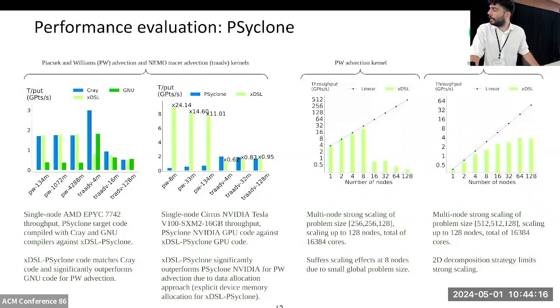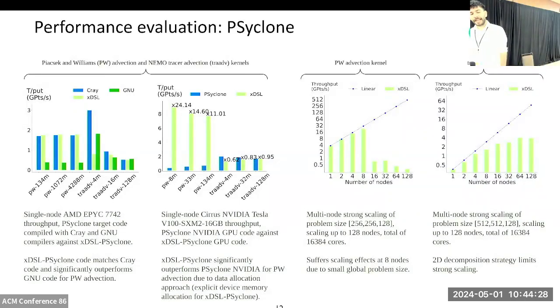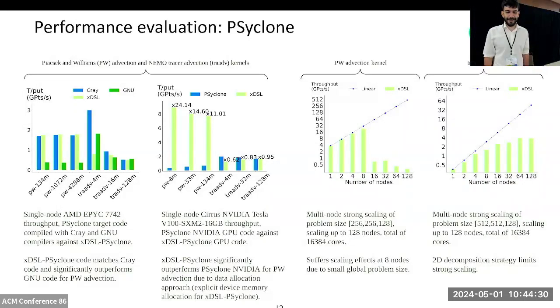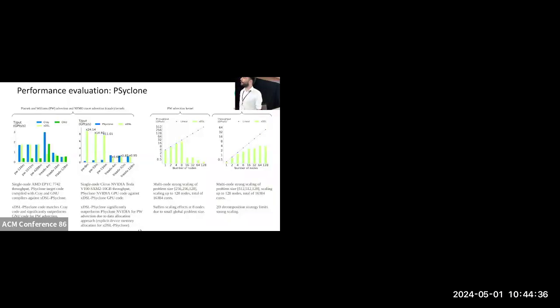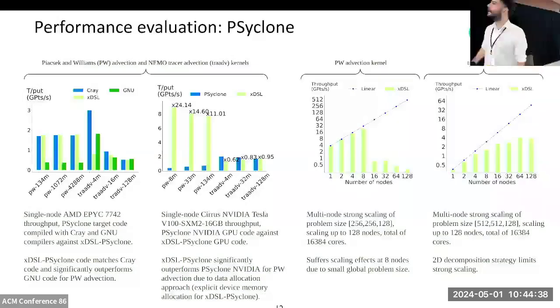However, the tracer advection and the Piacsek and Williams on V100 were not super optimized kernels there. And on the right hand side, the two plots on the right hand side, you cannot see a comparison because this is something that was not supported before. So just for free, you get the domain decomposition and MPI scaling these experiments to high number of nodes.